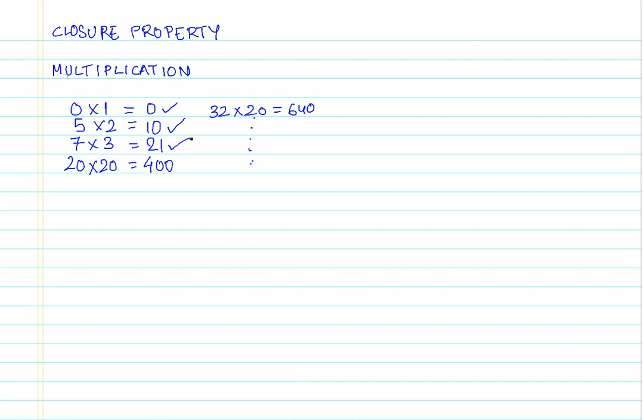Is this a whole number? It is. Is this a whole number? Yes, it is. Similarly, is 640 a whole number? Yes, 640 is a whole number. So you can try taking any two whole numbers and multiply them, and verify yourself that the resultant number, after multiplying two whole numbers, is always a whole number.